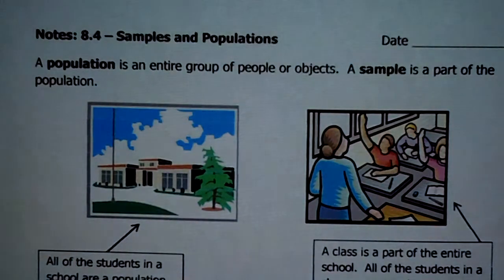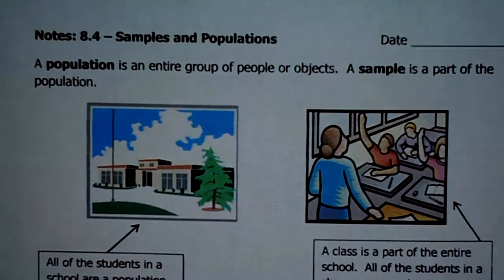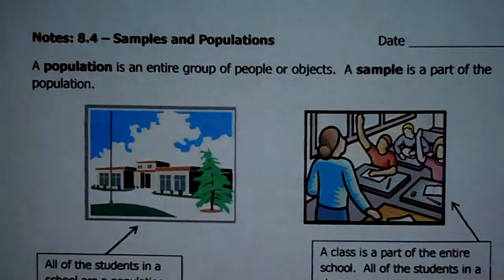Hi there, it's Mrs. Tremblay. It's time for 8.4, samples and populations. So those are two vocabulary words that you need to be aware of and know the difference between, and that's what this first part of the lesson is about.